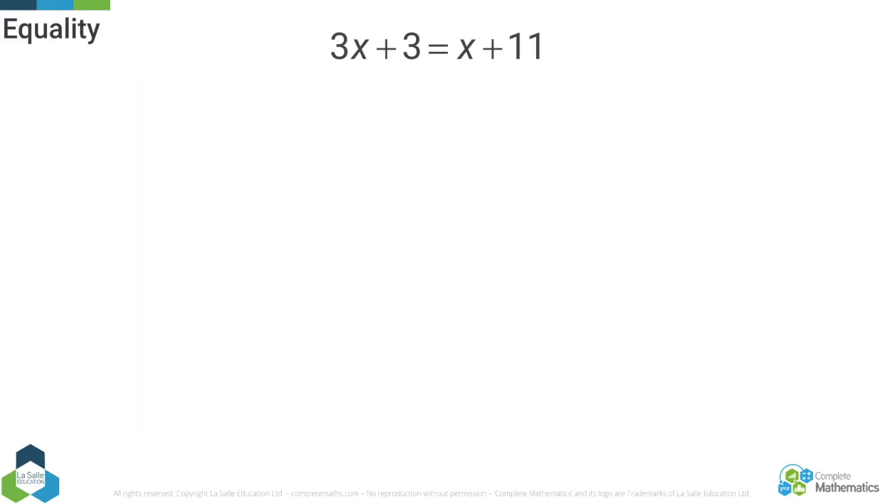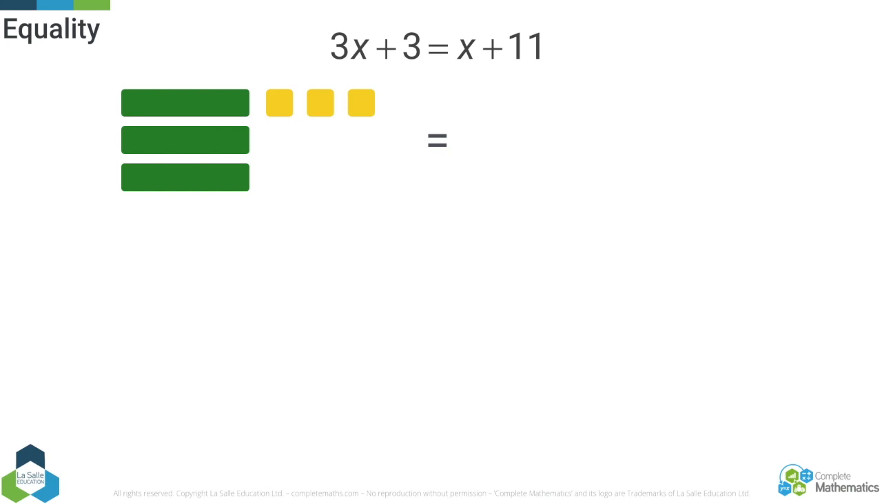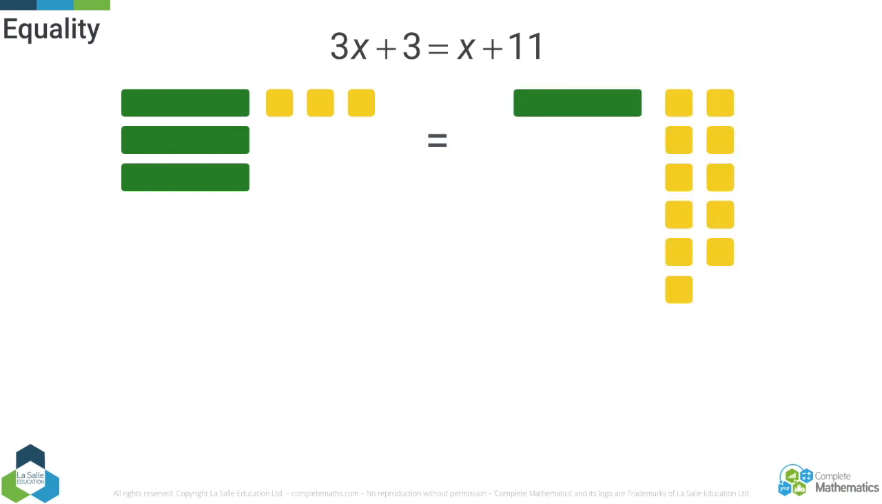First of all, let's look at the idea of equality and how we can model equality and solving equations by using algebra tiles to make sure we fully understand this process. If I was to model the equation 3x plus 3 equals x plus 11, I can model it using algebra tiles as follows, where the green rectangular tile is a model of 1x and the yellow square tile is a model of 1. Hence I have 3 green and 3 yellows to indicate the 3x plus 3, etc.